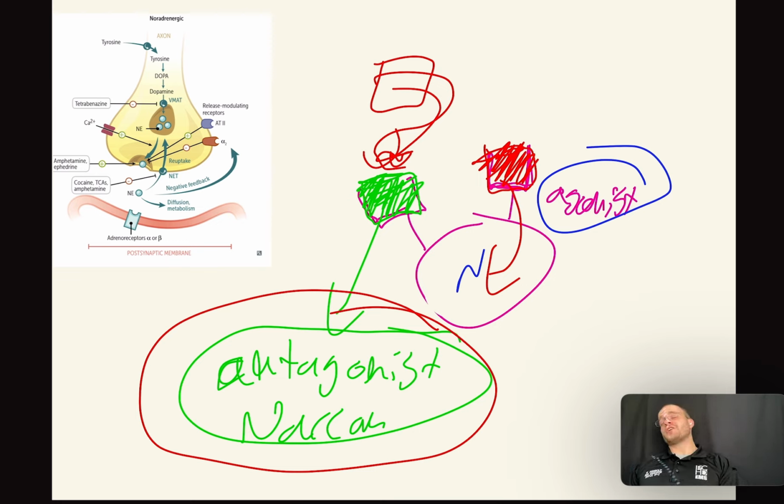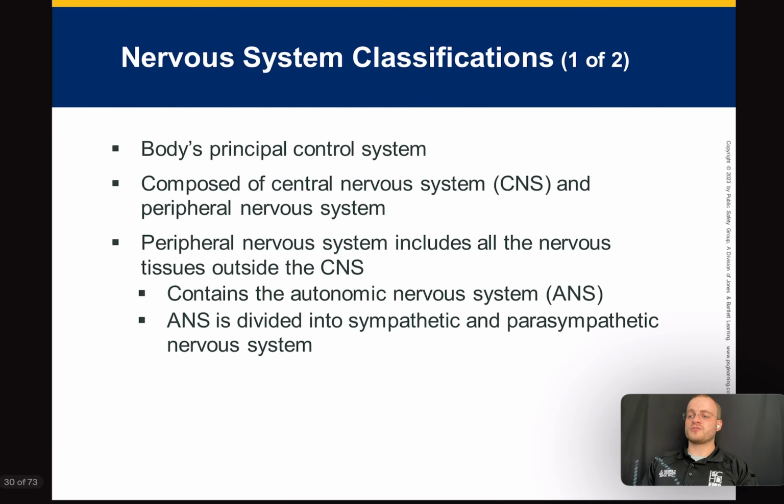A lot of the EMT drugs don't work on receptors; they work differently. But anyways, those are examples. Okay, very important concept to understand. There's videos all over YouTube of how that works.